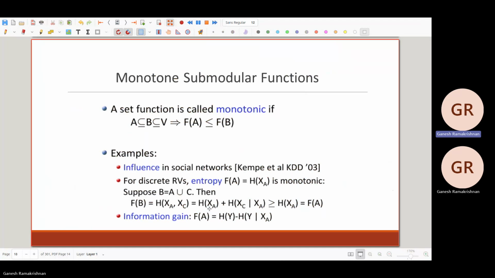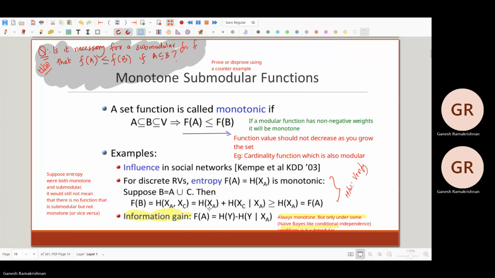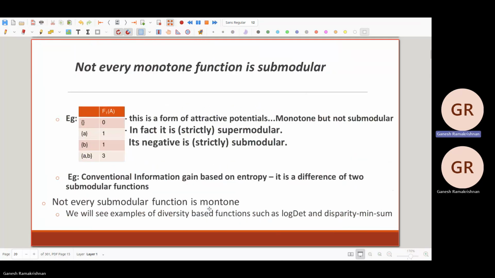So it's not necessary that a submodular function is monotone. Monotonicity and submodularity are different properties. And not every monotone function is submodular. Here's an example where you keep adding elements. It's monotone, but it's not submodular. You can verify for yourself.